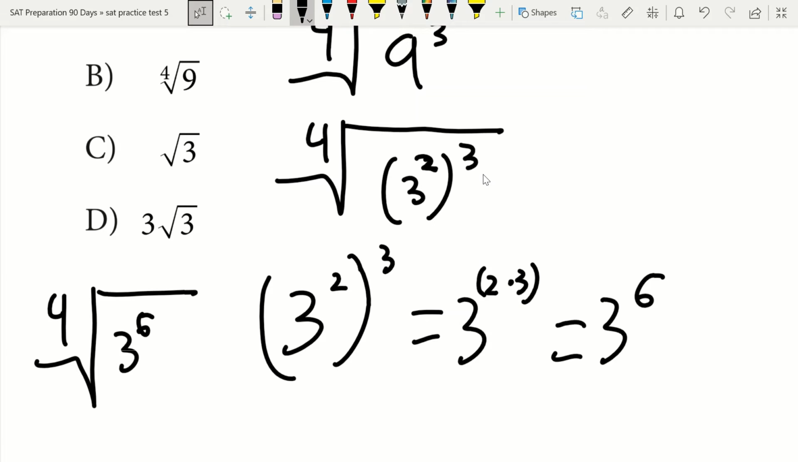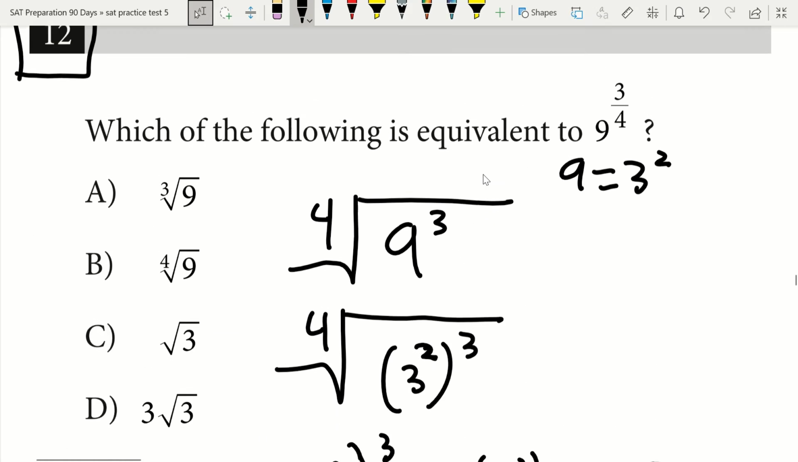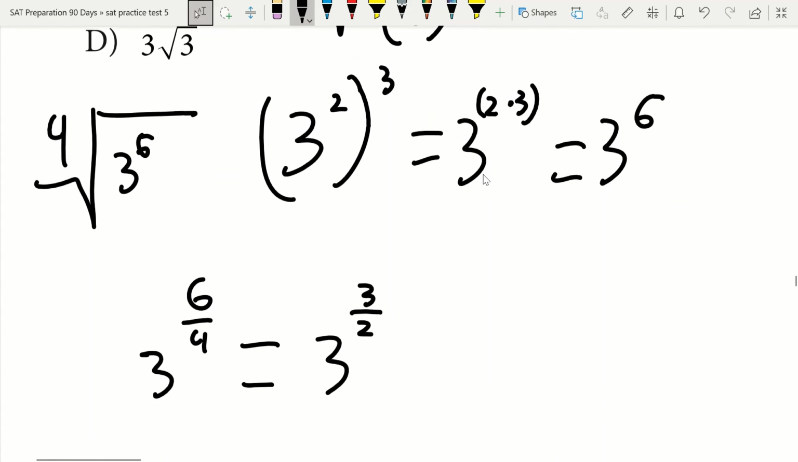Okay, so what we can do now is rewrite that. We know that the fourth root of 3 to the 6th power is the same as 3 raised to the power of 6 over 4. Now, what can we do here? We can simplify that. Obviously 6 over 4 is the same as 3 over 2, so we're going to have 3 to the power of 3 over 2, which obviously we don't see in our answer choices because we have to have it in the form with a root.